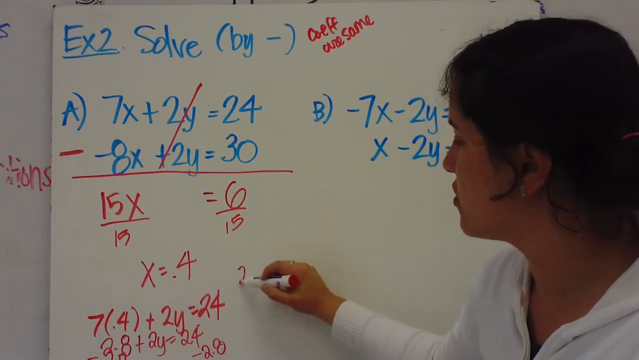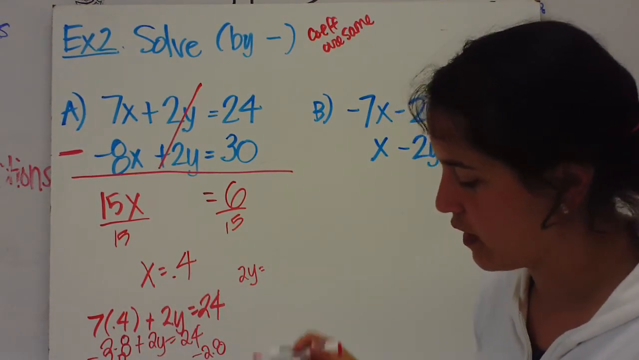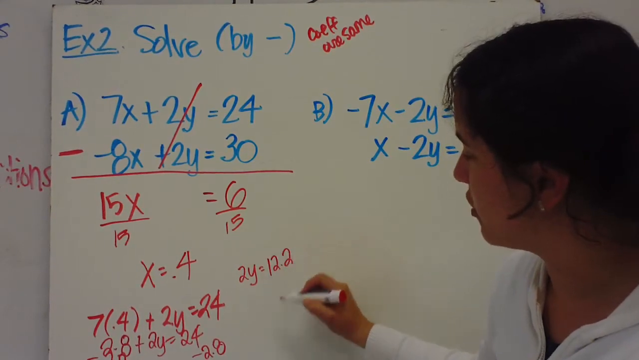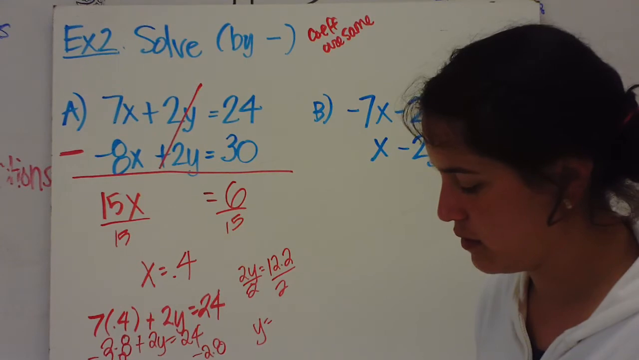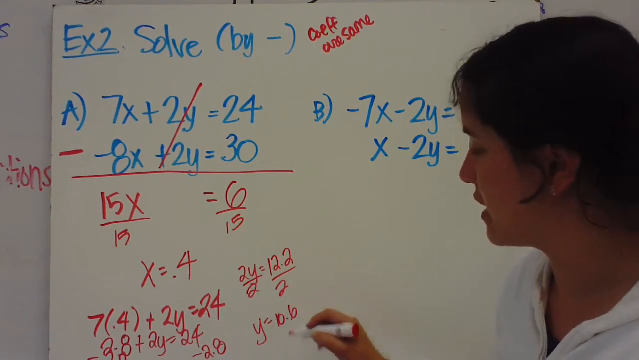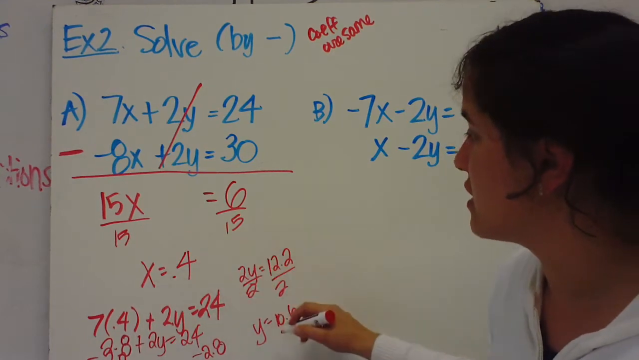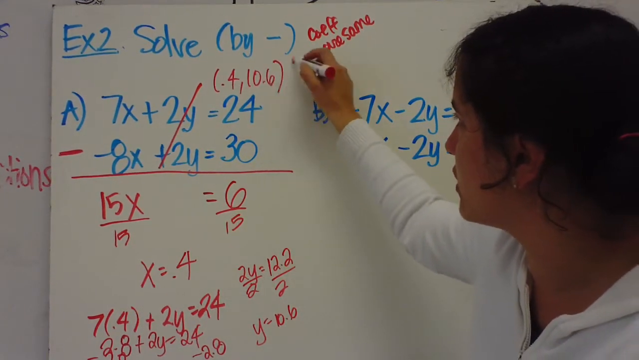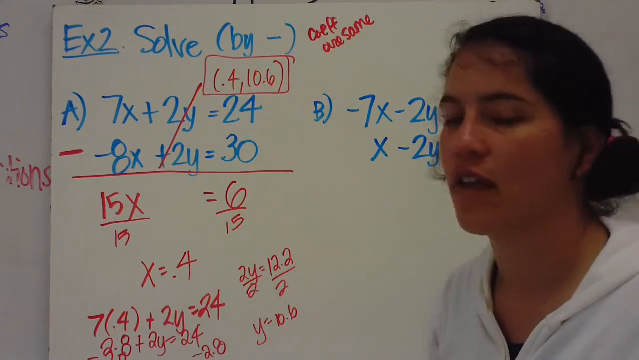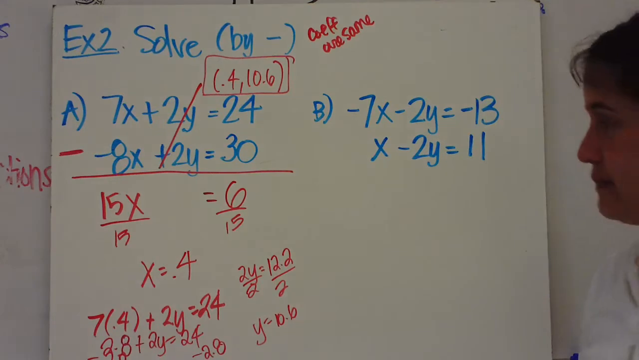And then we get 2y equals 21.2. Divide by 2, and 10.6 is your y value. So that means our solution to this system is 0.4 and 10.6. And again, I subtracted the equations together.